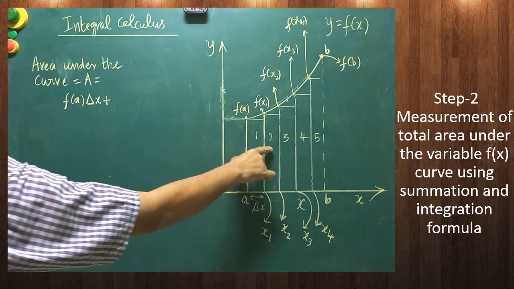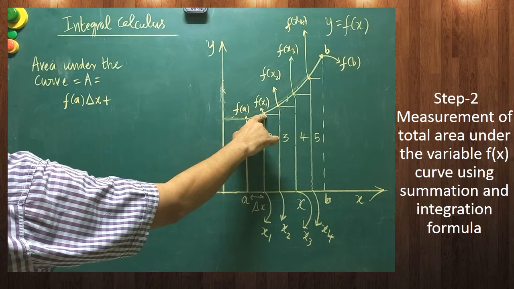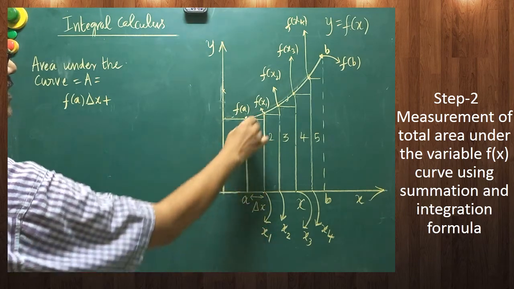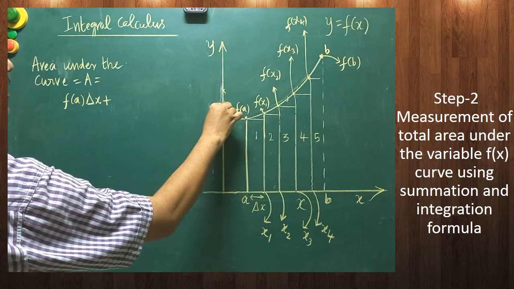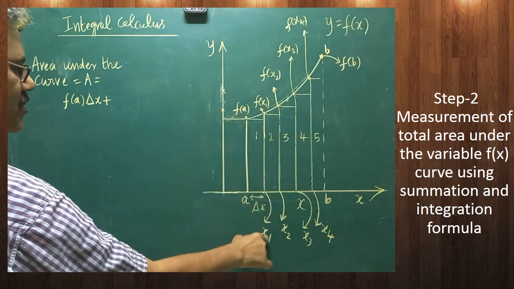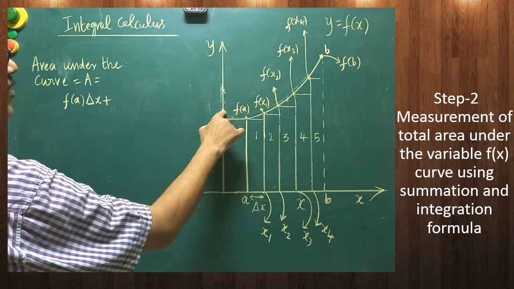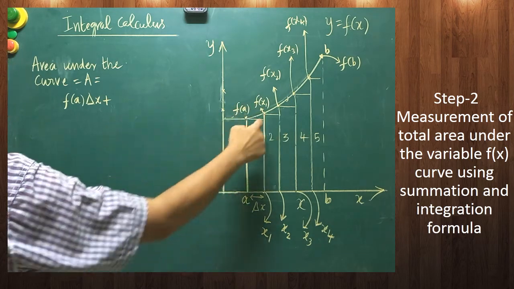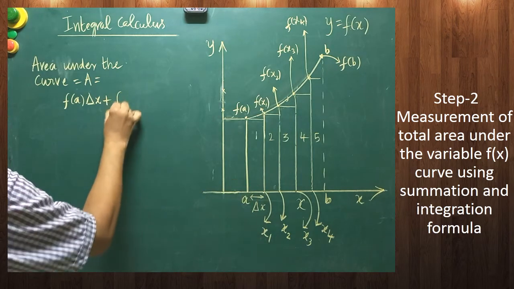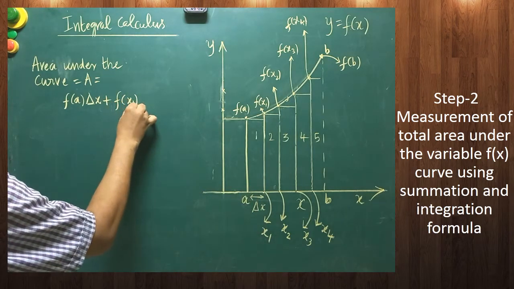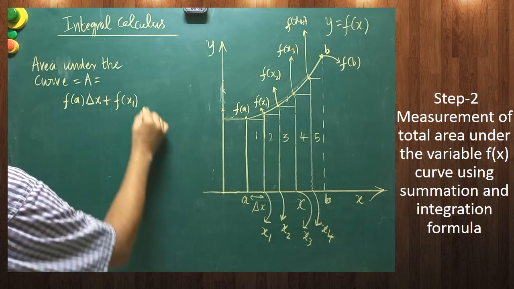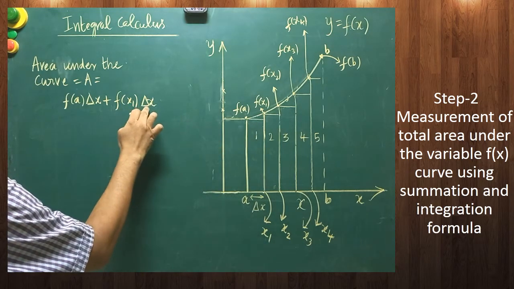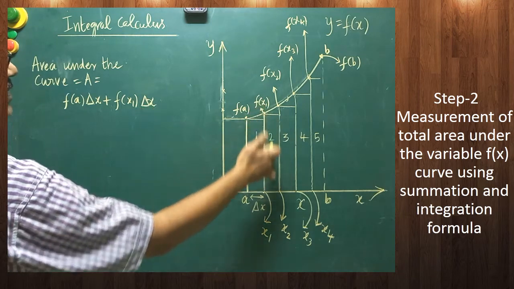Now, let's go for the next strip. Are you clear? This point is related to x1. Therefore, the corresponding point in y depends on which one? x1. Therefore, this particular y value is called a function of x1. Therefore, the height of this portion is f of x1. What is the width? All are having the same width. Therefore, del x. Are you clear? Now, f of x1 into del x gives you the area of the second strip.